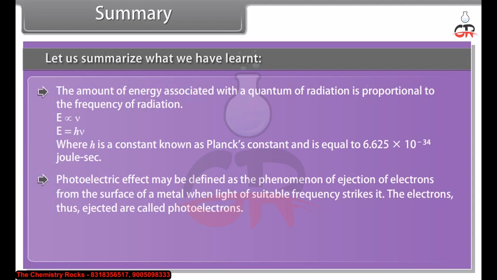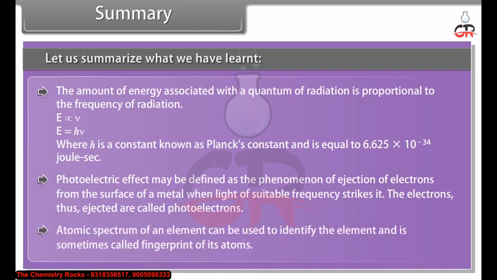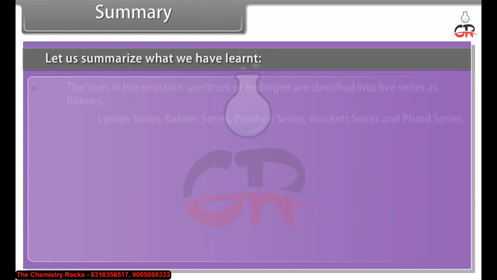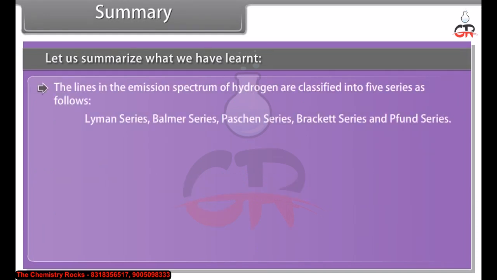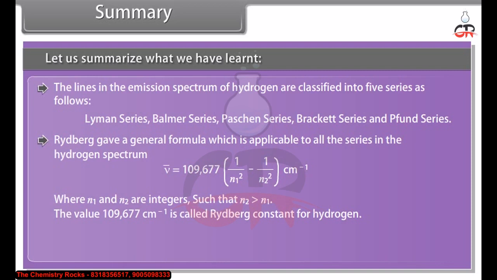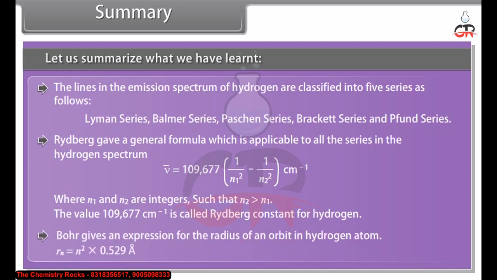Atomic spectrum of an element can be used to identify the element and is sometimes called fingerprint of its atom. The lines in the emission spectrum of hydrogen are classified into 5 series as follows: Lyman series, Balmer series, Paschen series, Brackett series and Pfund series. Rydberg gave a general formula which is applicable to all the series in the hydrogen spectrum. The value 109677 per centimeter is called Rydberg constant for hydrogen. Bohr gives an expression for the radius of an orbit in hydrogen atom. Rn is equal to n square into 0.529 angstrom.